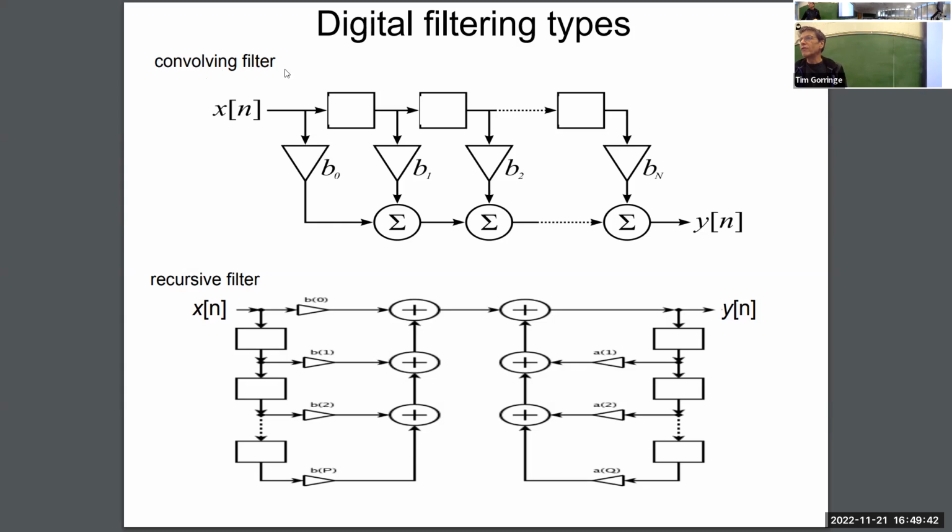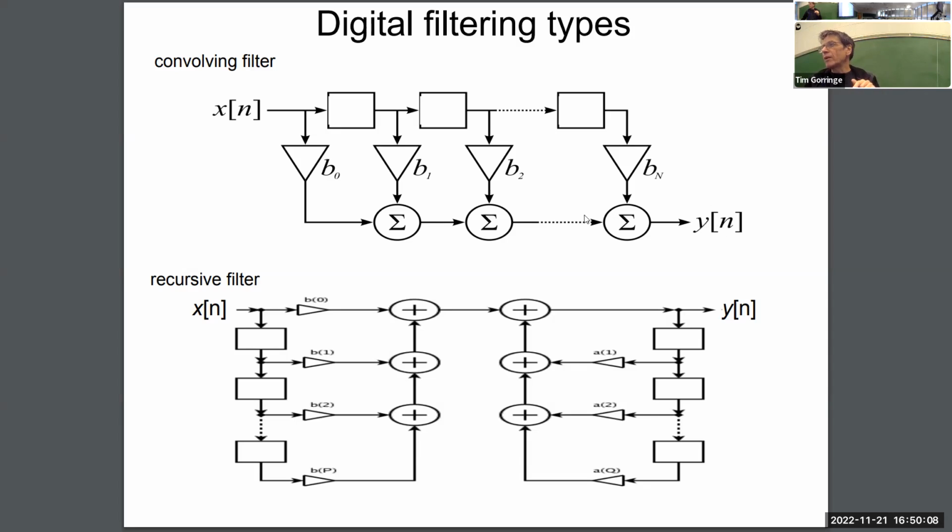So if you look at the convolving filter that's upstairs here, here comes the input in on the top left-hand side. So it's the x[n]'s. It's a stream of samples, a sequence of samples with different indices. Here goes the output. It's the y[n]'s, again, a stream of output samples.